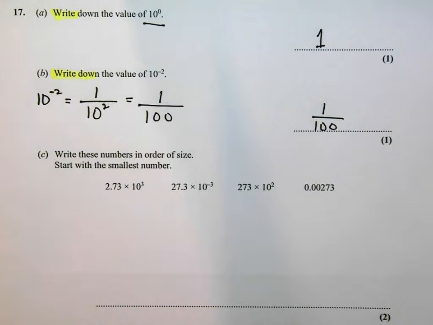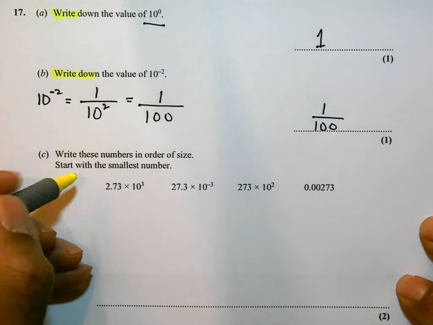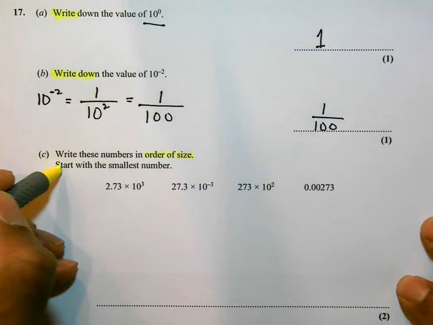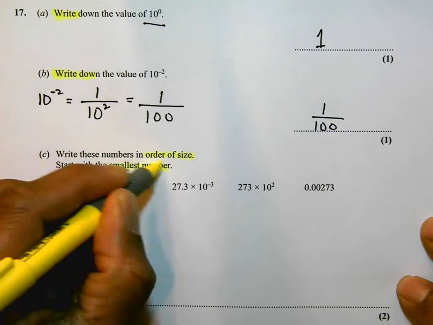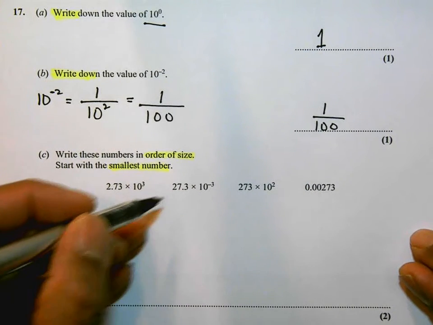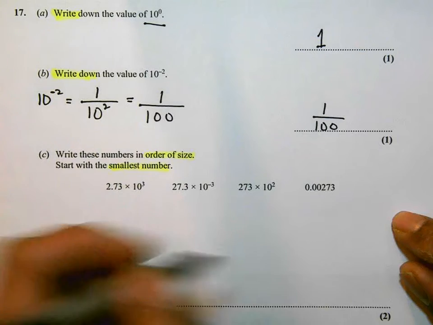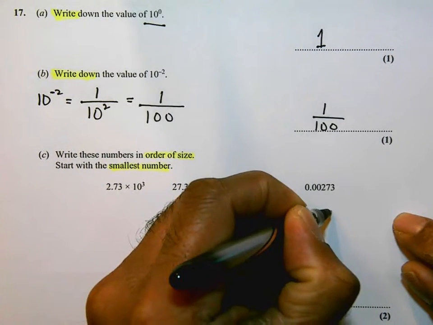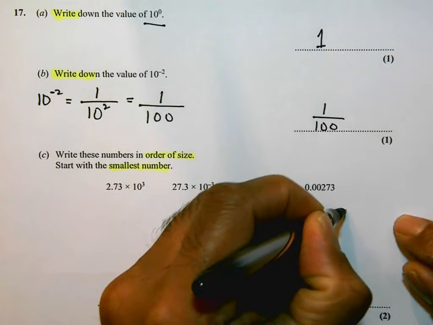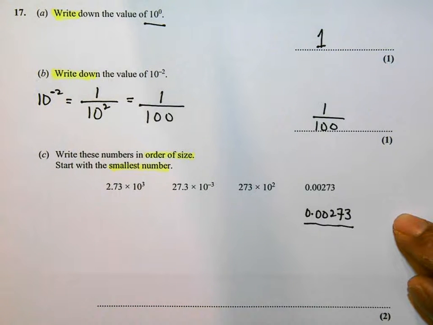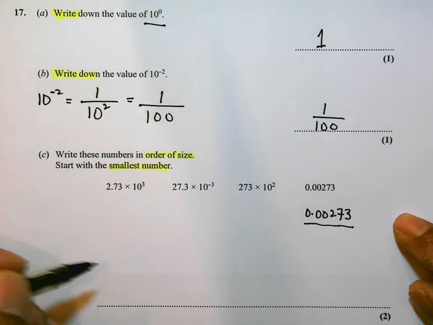That brings us to part C. It says write these numbers in order of size, starting with the smallest number. So I'll put the smallest one first and work my way up to the largest. For each of these numbers, I'm going to write them as an ordinary number. This one is already written as an ordinary number, 0.00273. I'll write all the others as normal numbers and then work out which is the smallest, all the way up to the largest.